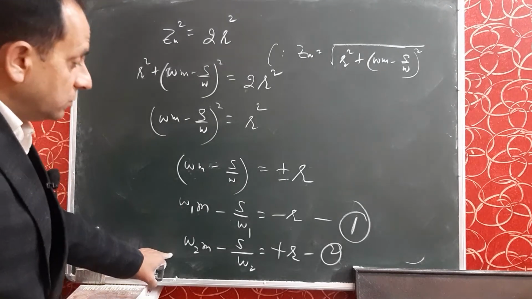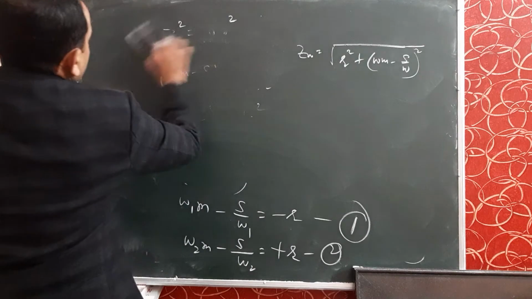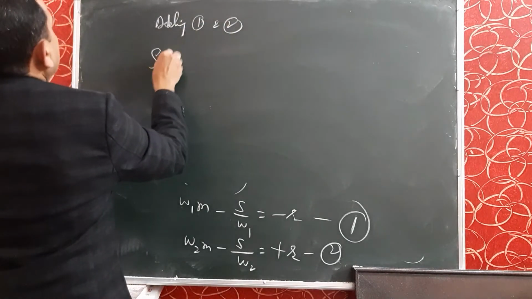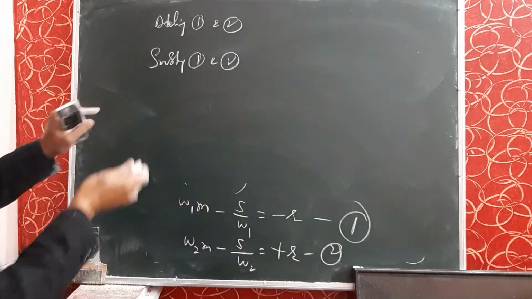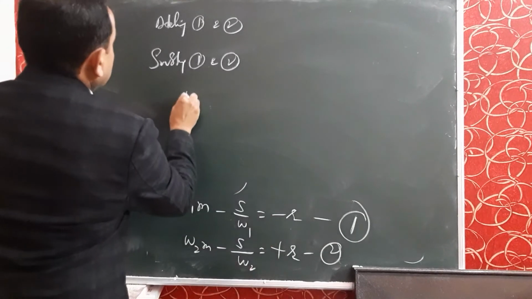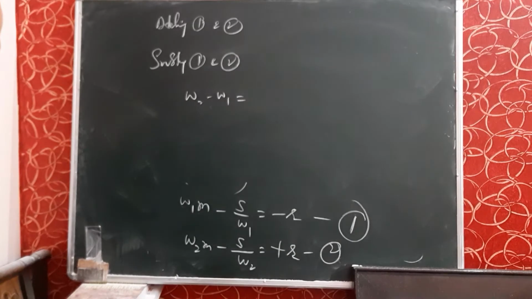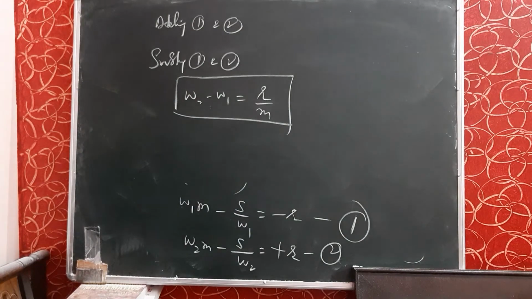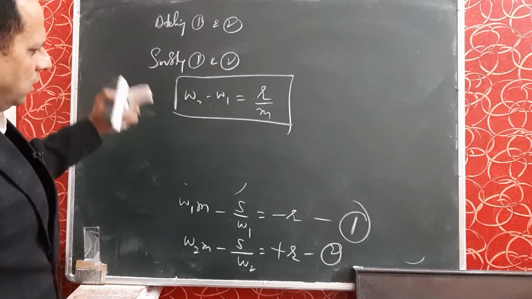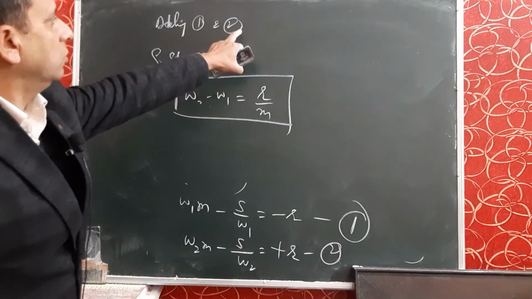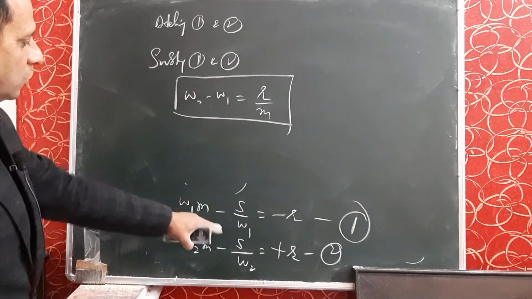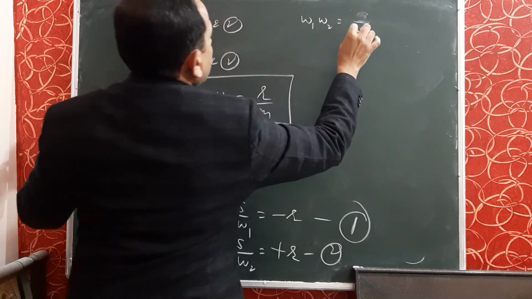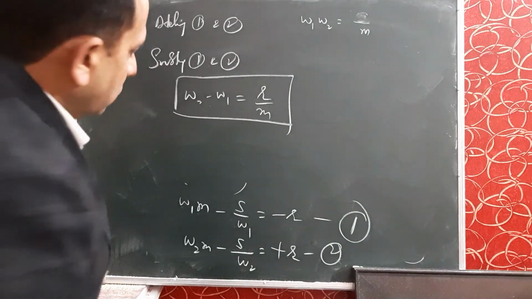You may add these equations, adding 1 and 2, and then subtracting 1 and 2, and then combining both results. You will get omega 2 minus omega 1 is equal to r by m. This is the final result. I skipped these two steps, which are simple. On adding, the minus r plus r makes the right hand side 0, and on the left hand side you can solve it. You will also get omega 1 into omega 2 is equal to S by m.